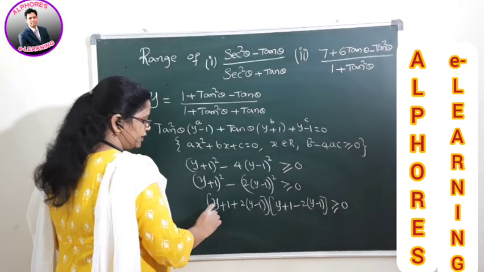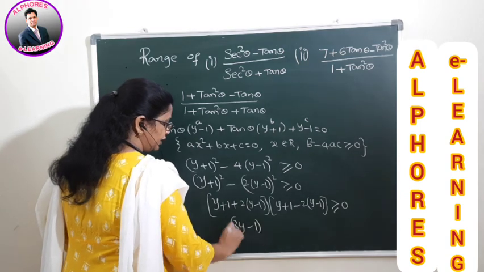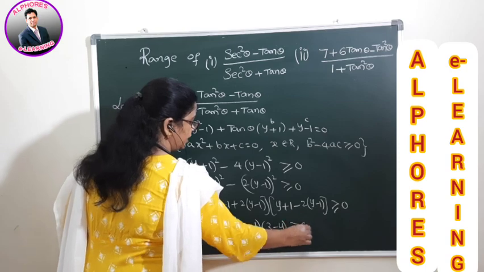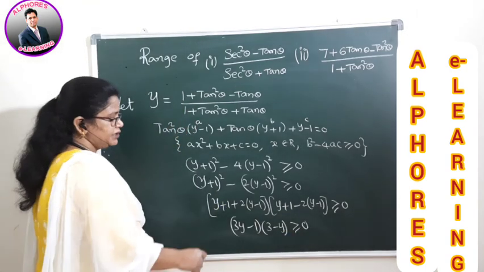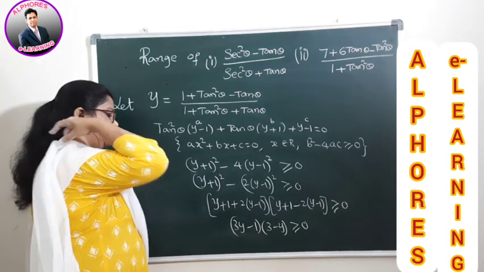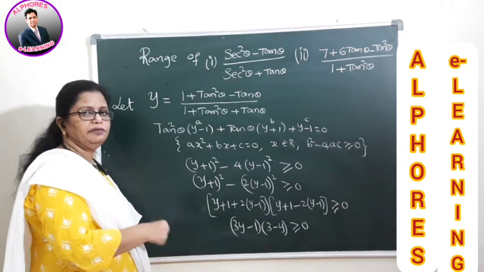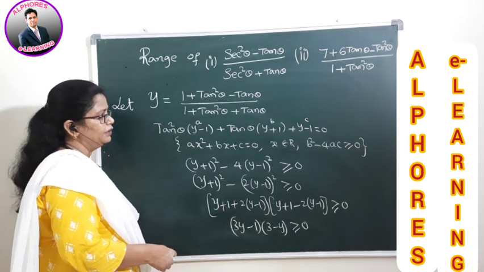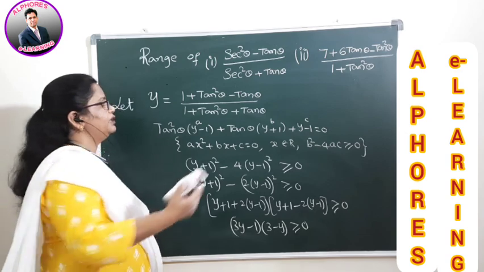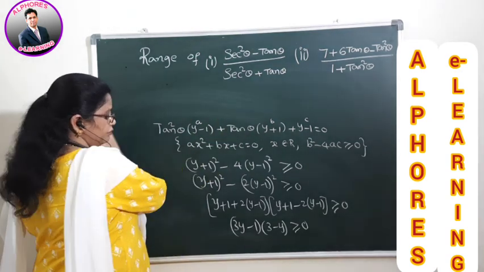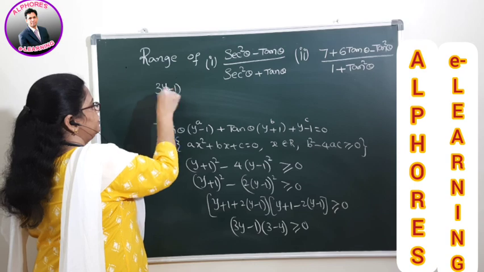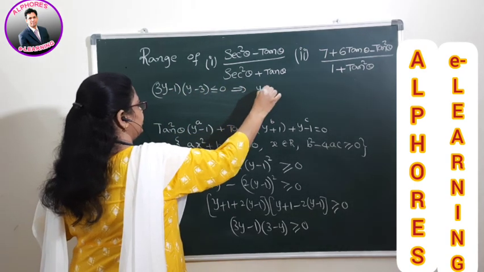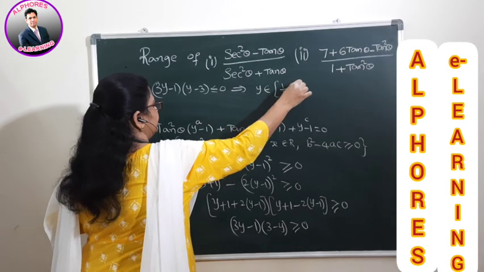Then if I do simplification, it is (3y minus 1) and here you get (3 minus y) greater than or equal to 0. But what is our interest, students? Whenever we have an inequality with linear functions, we want to use the wavy curve approach. To that purpose, I am multiplying by a minus sign. If you multiply by minus sign, the value is nothing but (3y minus 1) into (y minus 3) less than or equal to 0. That implies, using the wavy curve method, y belongs to 1 by 3 comma 3.